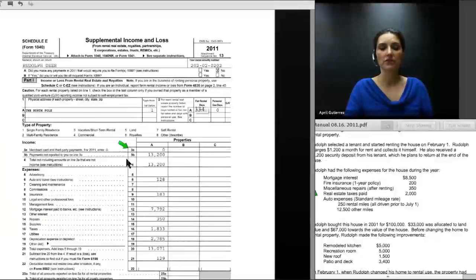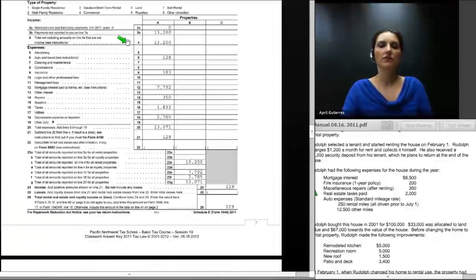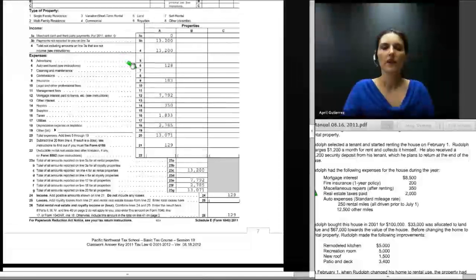That's $13,200. So $13,200 of rent income. Then we enter the other expenses for the year. One of the expenses we have is mileage. We have 250 business miles, and for the first half of 2011, the standard mileage rate was 51 cents per mile. 51 cents times 250 miles is $128 rounded, and that is the amount that we entered on line 6.